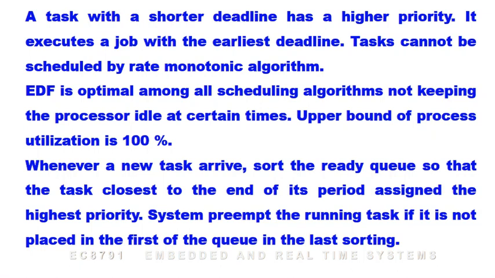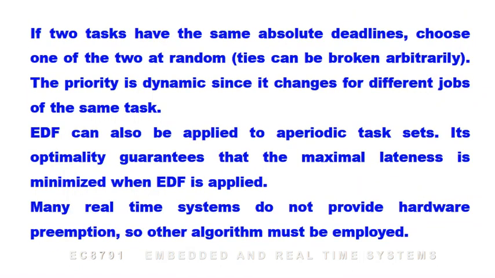Whenever a new task arrives, sort the ready queue so that the task closer to the end of its period is assigned the highest priority. The system preempts the running task if it is not placed at the first of the queue in the last sorting. If two tasks have the same absolute deadlines, choose one of the two at random. The priority is dynamic since it changes for different jobs of the same task.